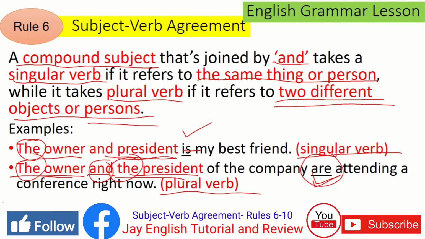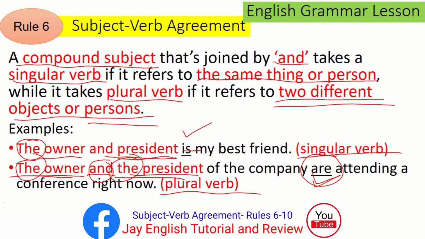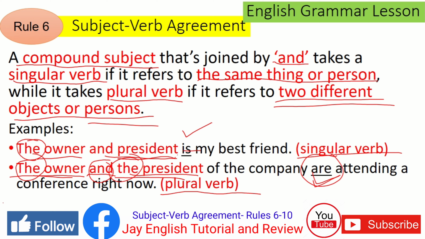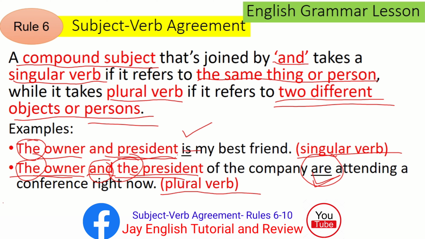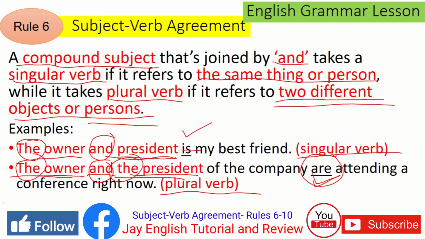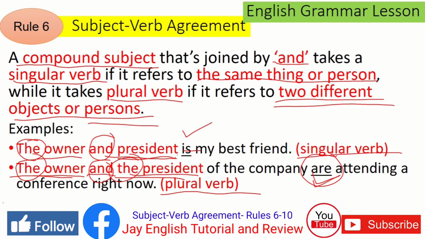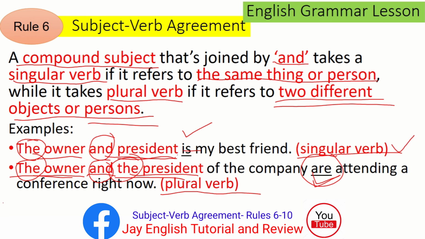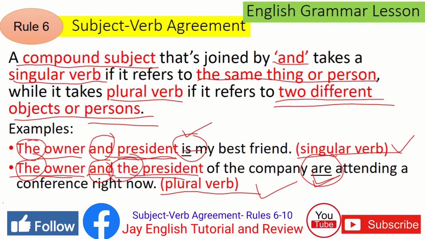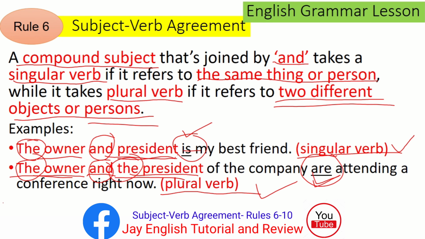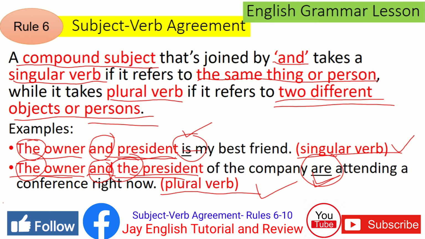And rule number 6 is reminding us that it is not all the time that if we are using the conjunction "and," it is already plural. So the first example is telling us that there is an instance that it can be taken as singular, and that is rule number 6. Let's move to rule number 7.